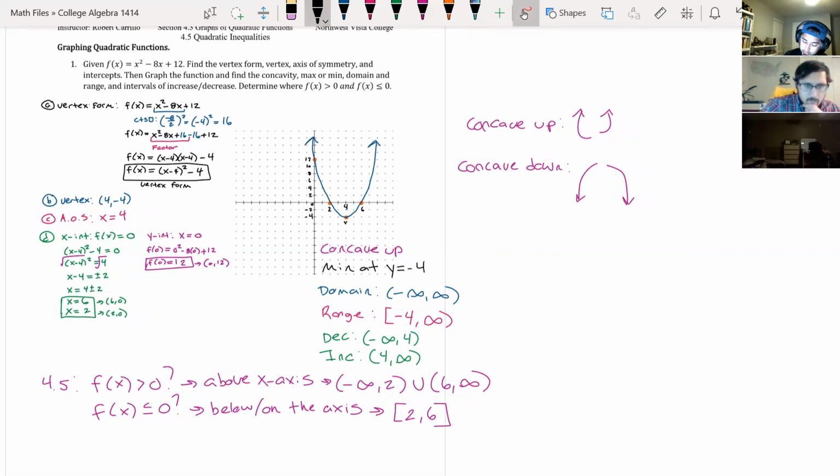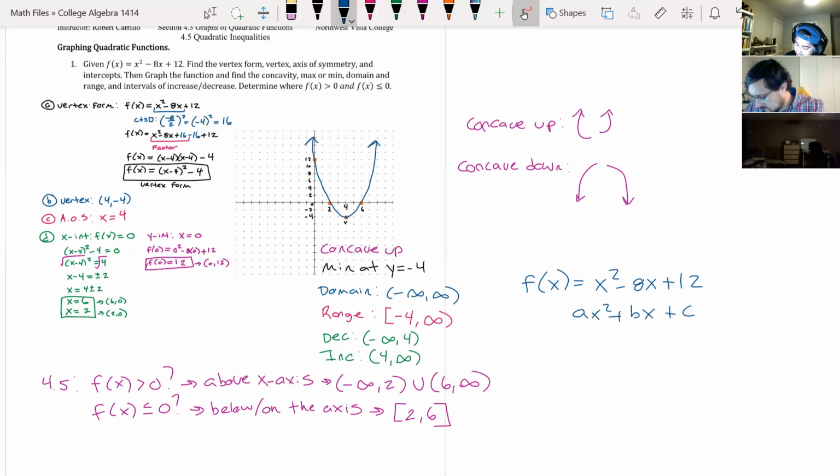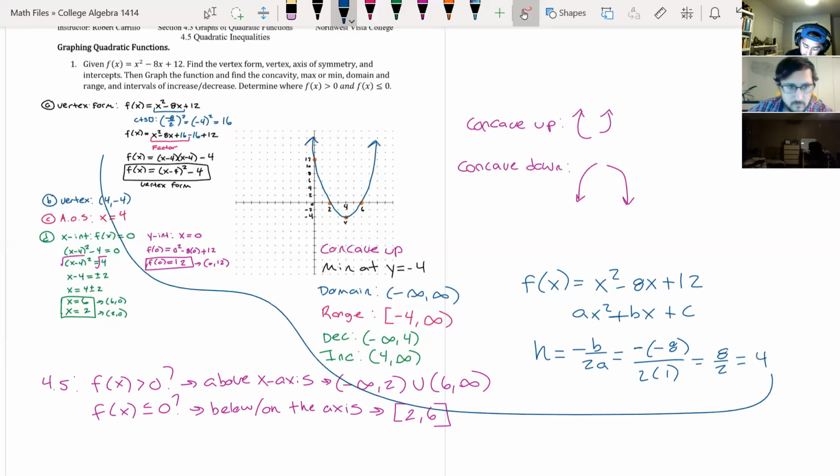And before moving on from this one, I'm going to show you how to use the shortcut method to find the vertex, which will be real helpful in 4.5. So let's just start with our quadratic function again. And remember that this is in the form of ax squared plus bx plus c. So in order to find the vertex the short way, we would say that h is equal to negative b over 2a. Well, what's my b value from the problem above? Negative 8, right? Good. And what's my a value? 1. That gives you 8 over 2, which gives me 4, which matches up right there.